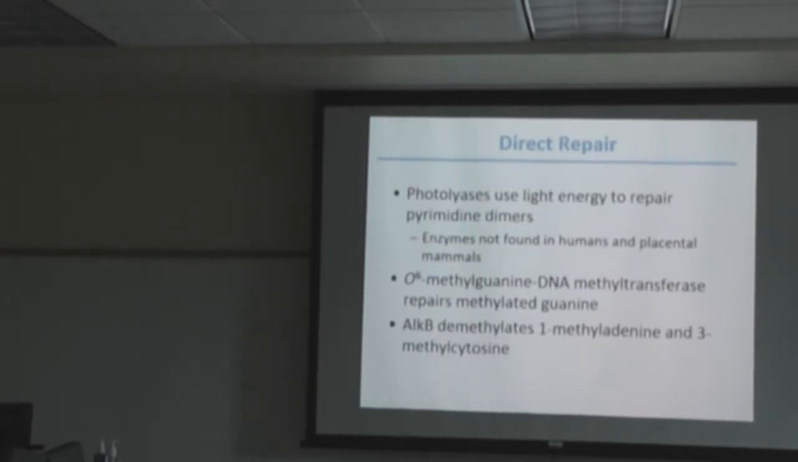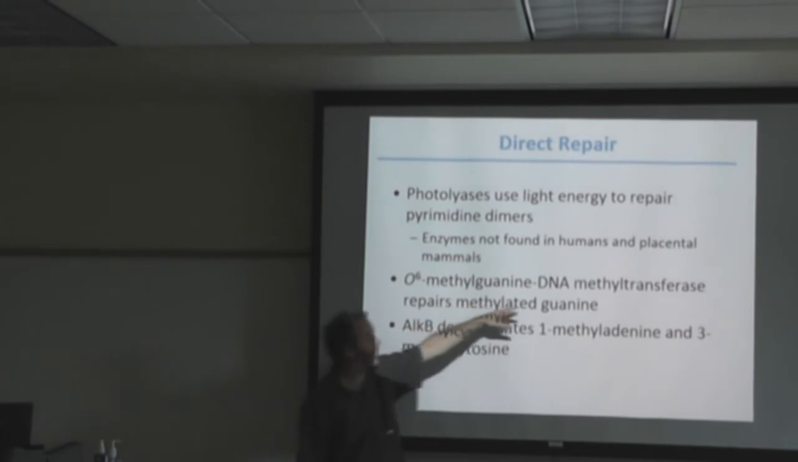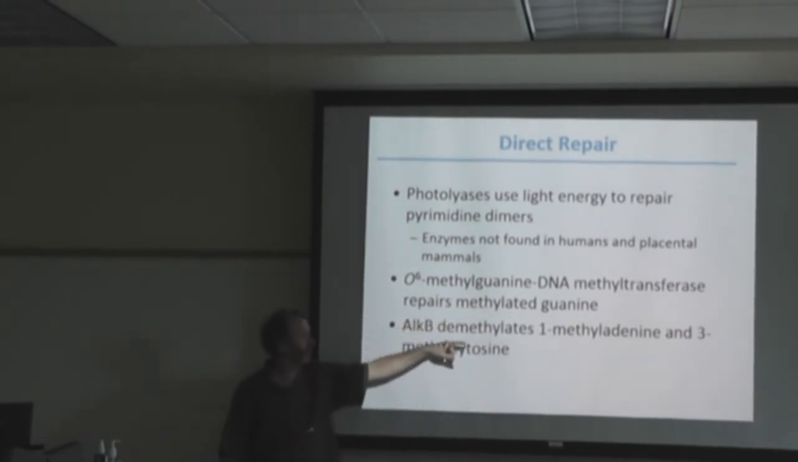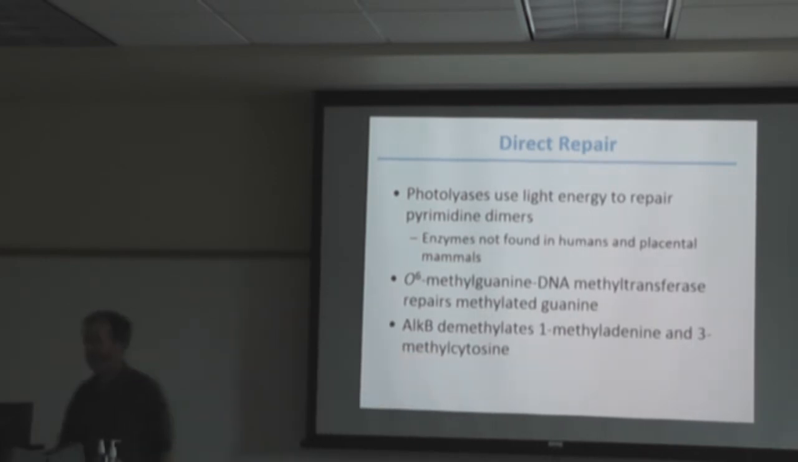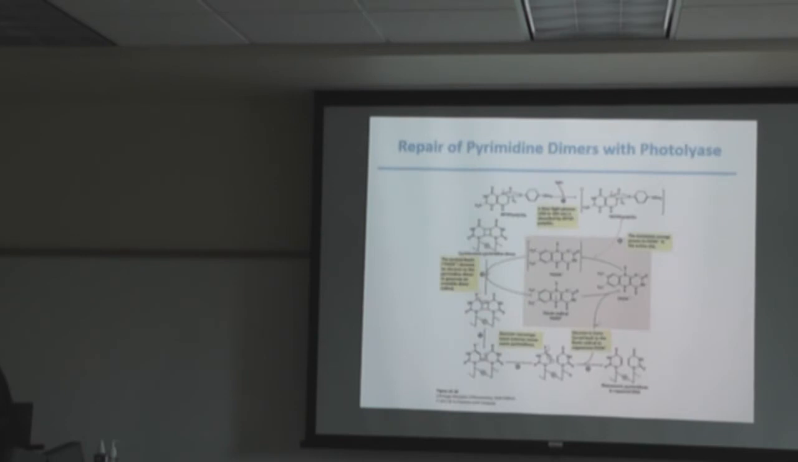There are also ways that you can get direct repair, and that's via photolyases. They use light energy to repair pyrimidine dimers directly without excision. These enzymes are not found in humans and placental mammals, but direct repair does occur. O-methylguanine DNA methyltransferase repairs the methylated guanine, and then AlkB demethylates 1-methyladenine and 3-methylcytosine. And you have this little process here.